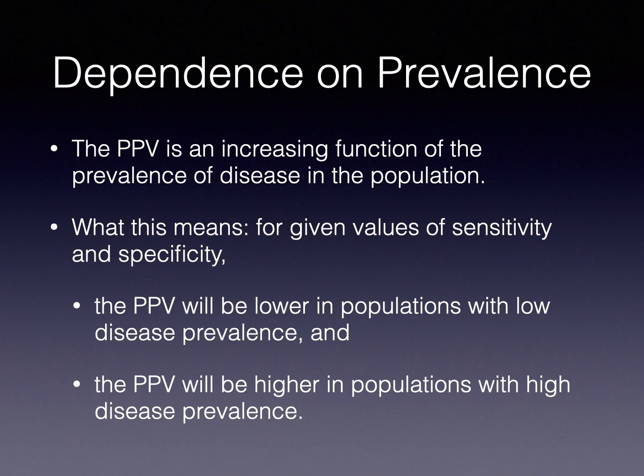Well, if you look at the expression for the positive predictive value and you analyze it a little bit, you'll see that the positive predictive value is an increasing function of the prevalence of disease in the population. Now, what does that mean? That means that for given values of sensitivity and specificity, in other words, for a given test, the positive predictive value will be lower in populations with low disease prevalence, and it will be higher in populations with high disease prevalence.